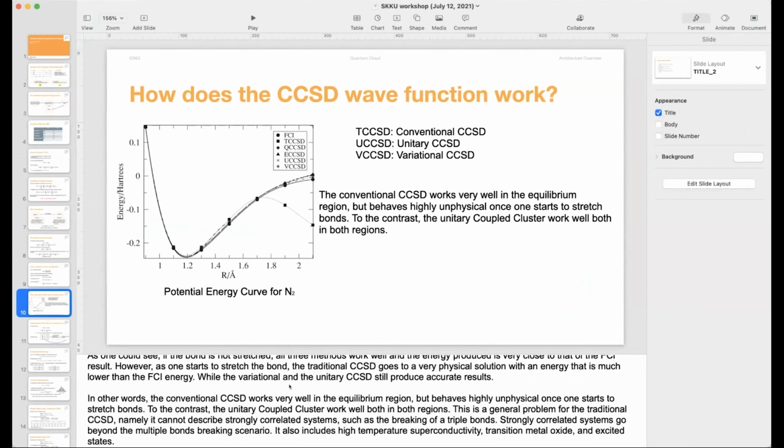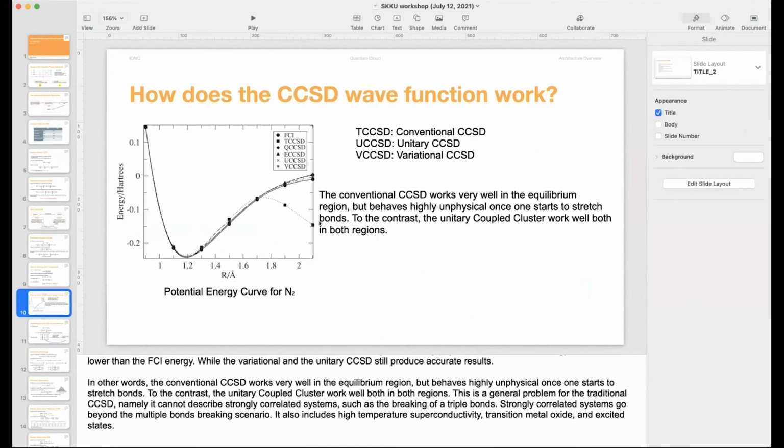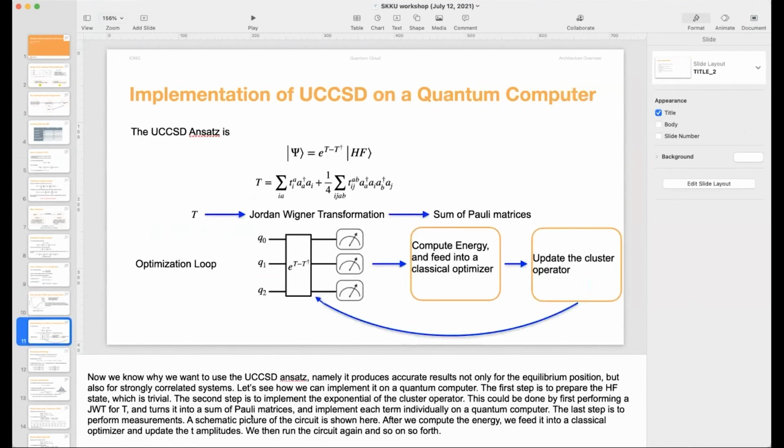Strongly correlated systems go beyond the multiple bond breaking scenario. They also include high temperature superconductivity, transition metal oxides, and excited states. And traditional CCSD tends to work badly in these cases. Okay, now we basically know why we want to use the unitary CCSD ansatz. Namely, that it produces accurate results for not only the equilibrium position, but also for strongly correlated systems.